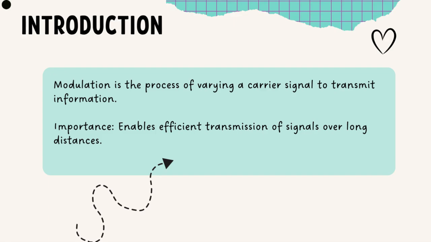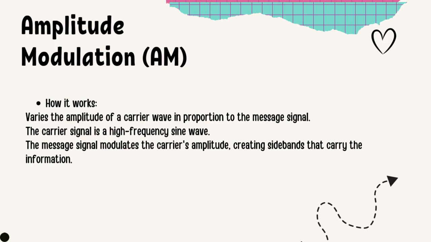Let's dive into how these modulation techniques work and why they are important in modern communication. To start, let's define modulation. Modulation is the process of varying a carrier signal to transmit information. Why is this important? Because it enables efficient transmission of signals over long distances, which is the foundation of all modern communication systems. Now, let's focus on amplitude modulation.